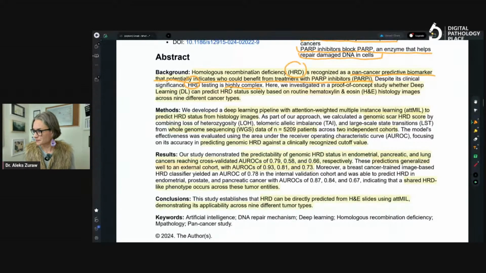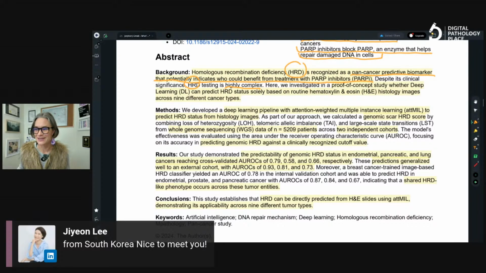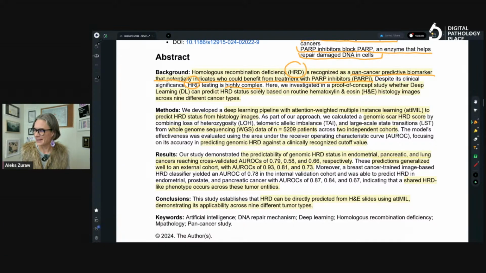Oh, there is a comment that I see about AI algorithms which are useful in digital pathology that are free. I'm going to address it once we're done with this abstract. Let me know if you have any other questions. And I'm just going to say hi to South Korea. Hello. I don't know if I had a guest from South Korea.